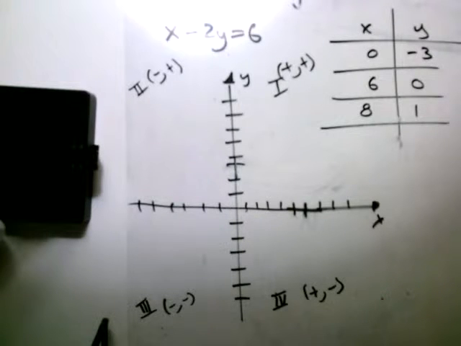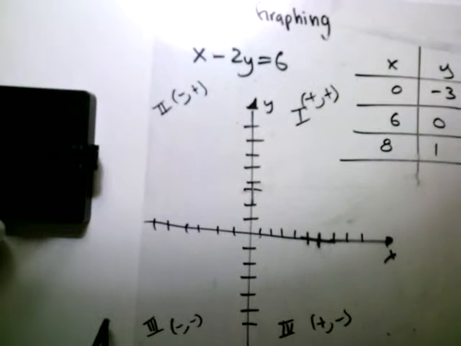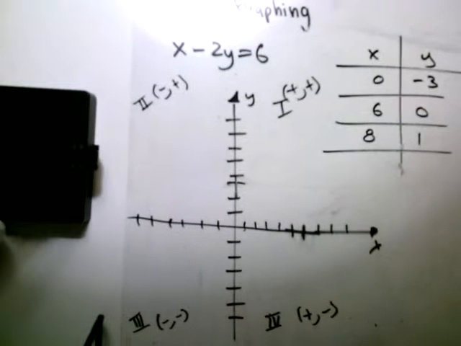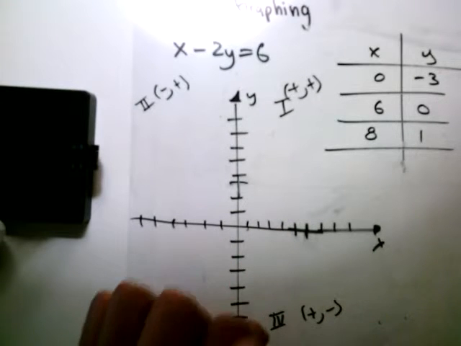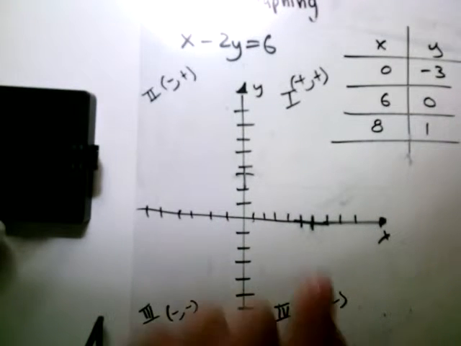Alright, so now we'll look at graphing the line x minus 2y is equal to 6, given that we already found 3 points for this line. So before we begin, I'd just like to emphasize the quadrants of this Cartesian plane.